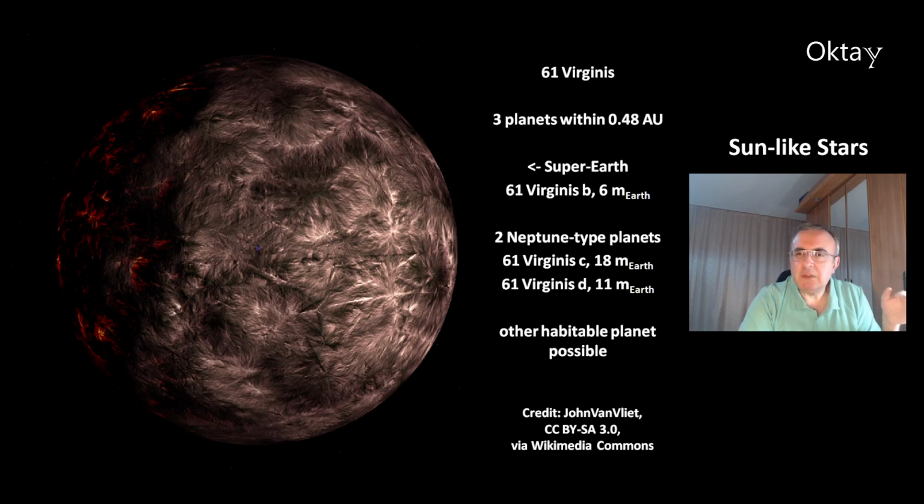This is one of the planets, 3 planets within half AU of 61 Virginis. That's a super-Earth, 61 Virginis b with 6 Earth masses. And there are 2 Neptune-type planets, Planet c with 18 Earth masses and Planet d with 11 Earth masses. And there could be another habitable planet too, in the habitable zone of this star.